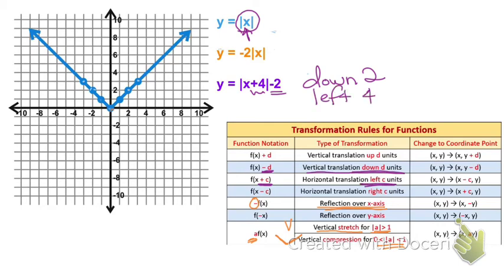So what I like to do is come up with a point, like if we look at this point, and go down 2 and to the left 4. And you could do that for your other points as well to start to draft what this absolute value function would look like. So it's going to look approximately like that.